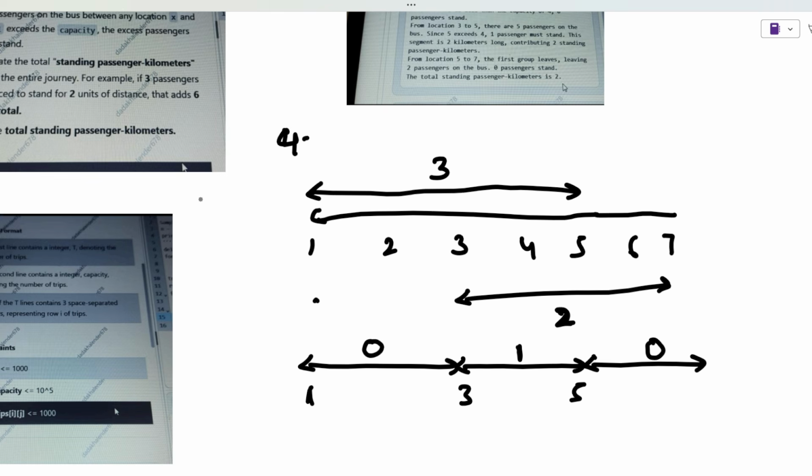So what is the total standing passengers into kilometers? You can see 0 into 2 plus 1 into 2 plus 0 into 2. So it will be 2. So the correct answer is 2 here.